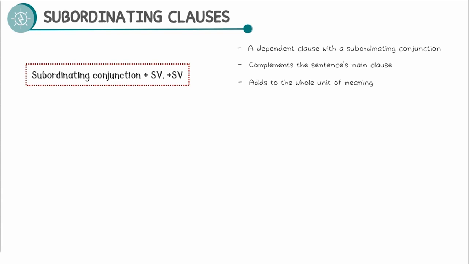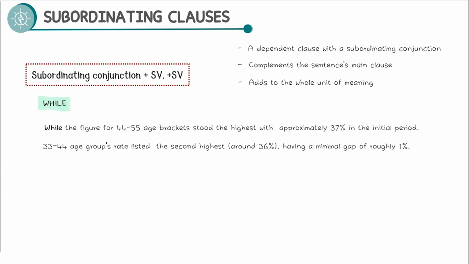Subordinating conjunction plus SV plus SV. This is the first example, the use of while in task 1. While the figure for 44 to 55 age brackets stood the highest with approximately 37% in the initial period, 33 to 44 age groups rate listed the second highest, around 36%, having a minimal gap of roughly 1%.